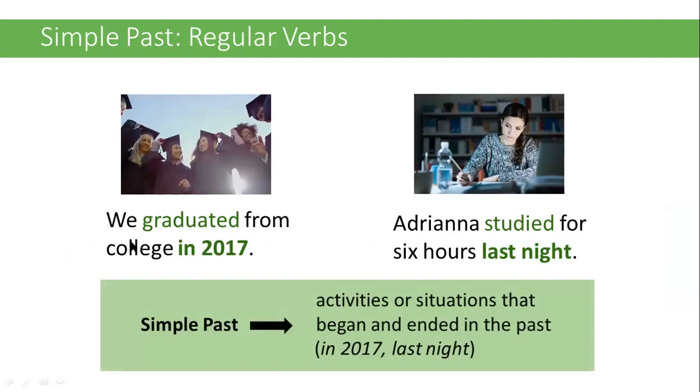Look at this. We graduated from college in 2017. Andriana studied for 6 hours last night. So guys, activities or situations that began and ended in the past. Okay, so like this, in 2017 and last night. That's simple past. Jadi simple past itu activity-nya atau situasinya itu mulai dan stop berakhir di masa lampau. Ya, ini for example untuk contoh kalimat ini in 2017, ya udah dia stop di tahun itu, nggak ada hubungan dengan sekarang. Last night ya tadi malam, nggak ada sampai sekarang.